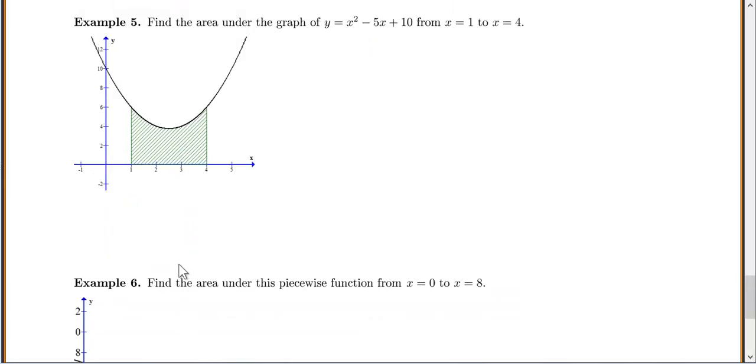So let's try an example. Let's find the area under the graph of y equals x squared minus 5x. So here's my curve from x equals 1 to x equals 4. So that's my a and b. That's where I want to start and stop.